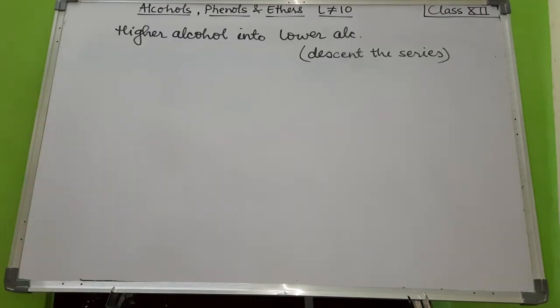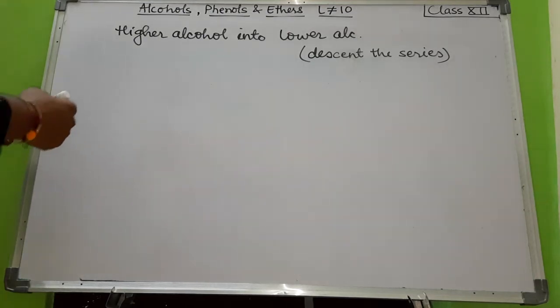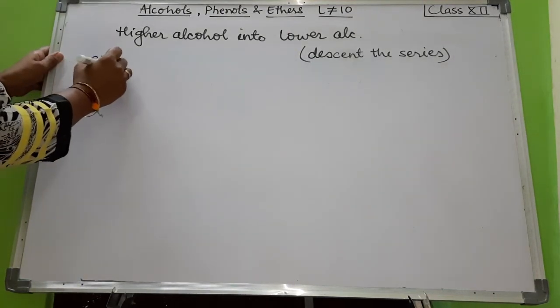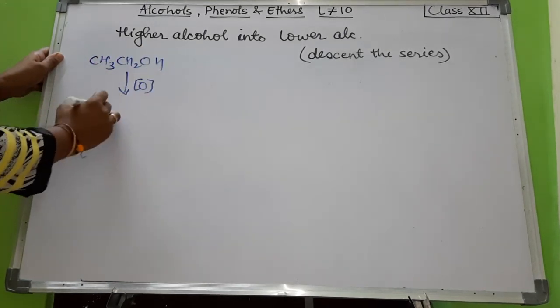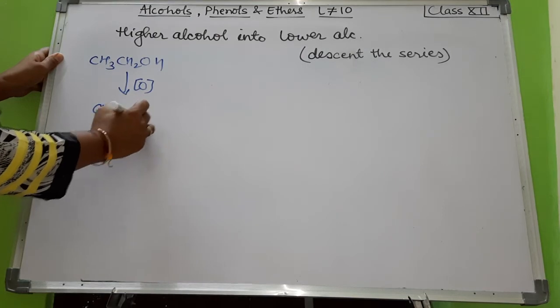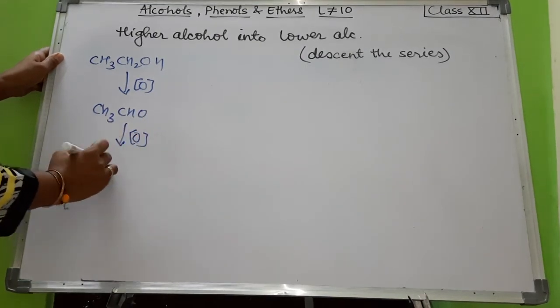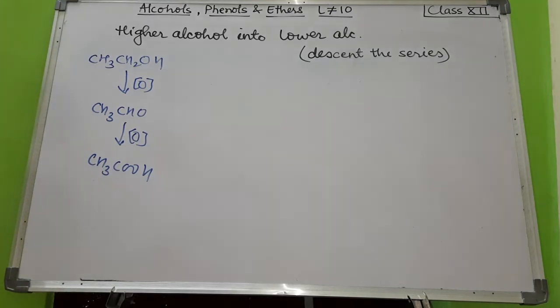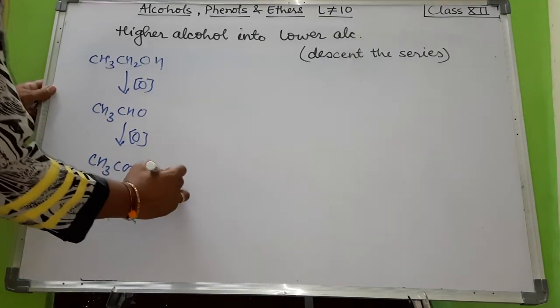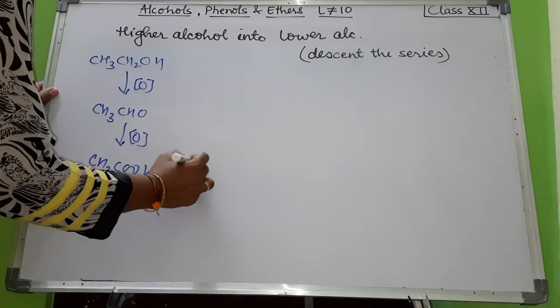Now the last conversion is conversion of a higher alcohol into a lower alcohol. It means we are going to descend the series. For example, if we have ethanol, we are going to convert it into methanol. So let's take ethanol, CH3CH2OH. On oxidation, it will give CH3CHO. This on further oxidation will give acetic acid, CH3COOH. Now this acetic acid is treated with NaOH, so that it gives CH3COONa.